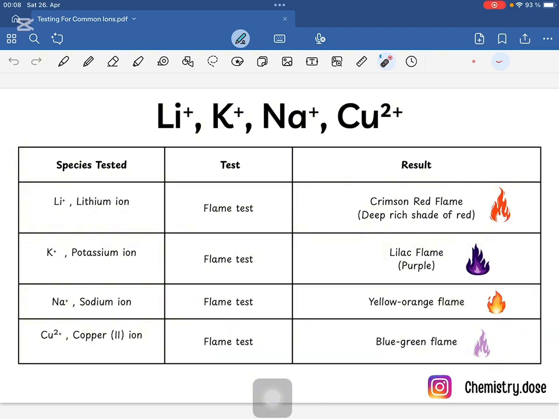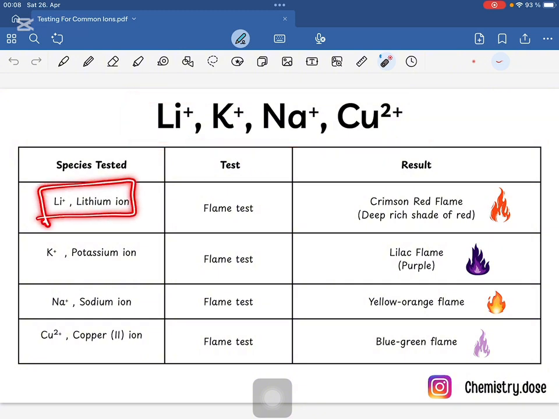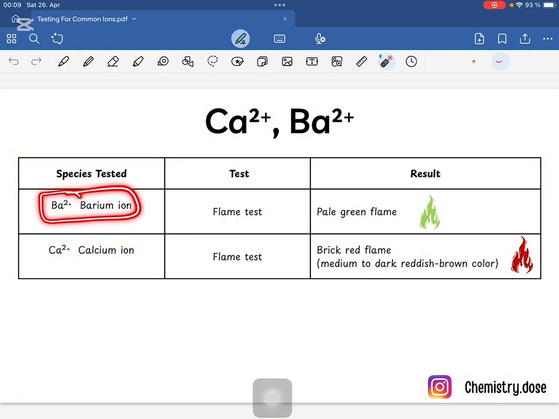So let's go over ions that produce a flame color. The first one is the lithium ion. A lithium ion will produce a crimson red flame, which is a deep rich shade of red. The K+ potassium ion gives a lilac flame, or we can say a purple, violet flame. Na+, the sodium ion, will give a yellow-orange flame, and Cu2+, the copper(II) ion, will give a blue-green flame. We also have the barium ion, Ba2+, which gives a pale green flame. The Ca2+ ion gives a brick red flame, which is a medium to dark reddish-brown color.